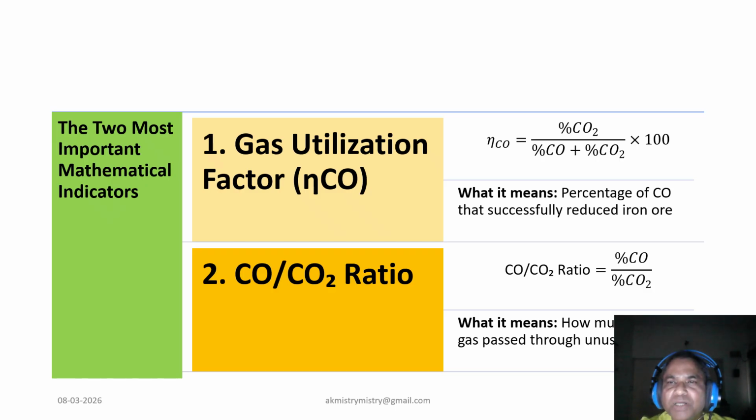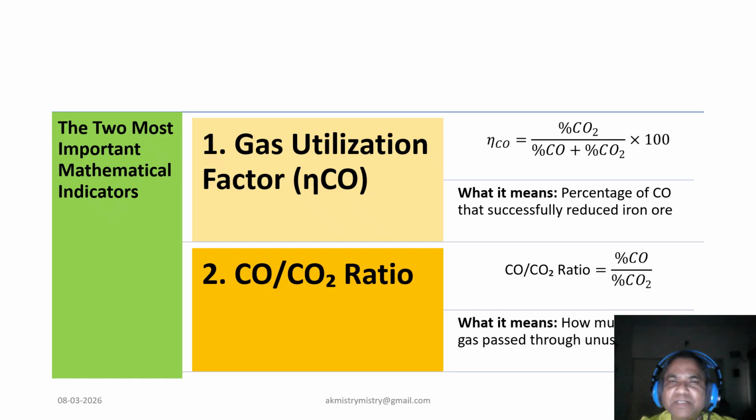You will see the formula here. Eta CO is equal to, it's understood and known to everyone, so I need not talk more about exactly this. The both ratios, the gas utilization factor and CO/CO2 ratio, but still let us try to revise. The formula is eta CO equals percentage CO2 divided by percentage CO plus CO2, multiplied by 100. And eta CO, at its heart, tells us, out of all the CO that was available to reduce iron ore, what percentage actually succeeded in turning into CO2.